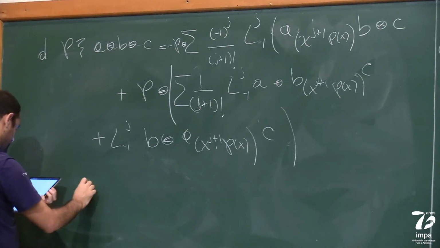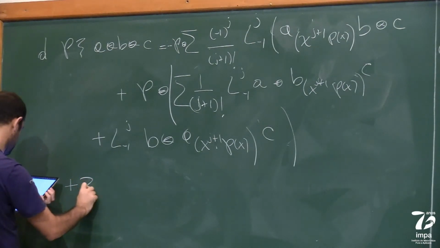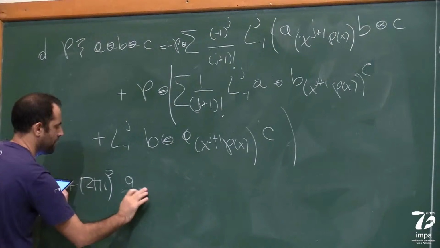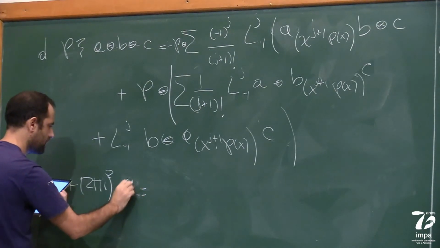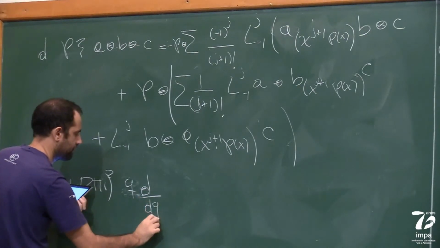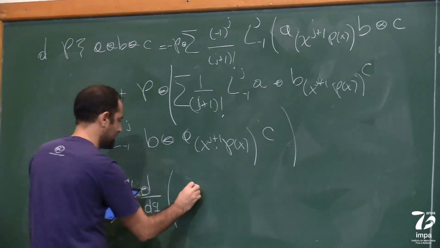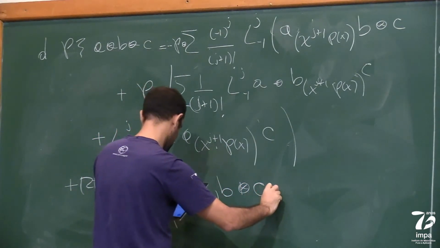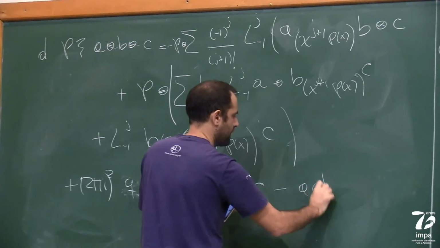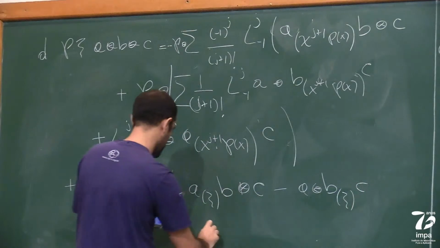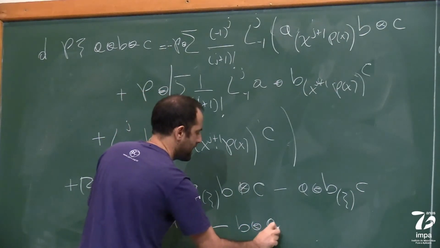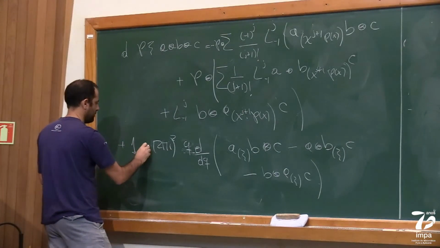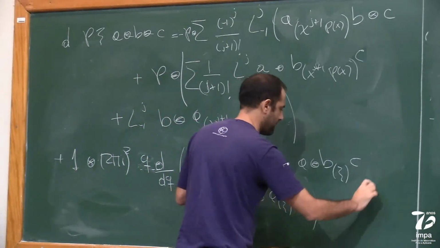And then here's the trick. 2 pi i squared q times d by dq of this thing, which is A z B tensor C, minus A tensor B z C, minus B tensor A z C. And this goes with the function 1. Okay, so let's analyze this formula here.